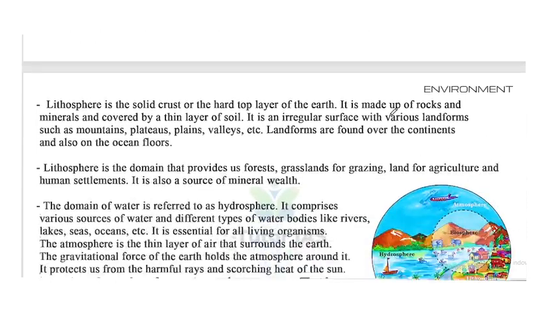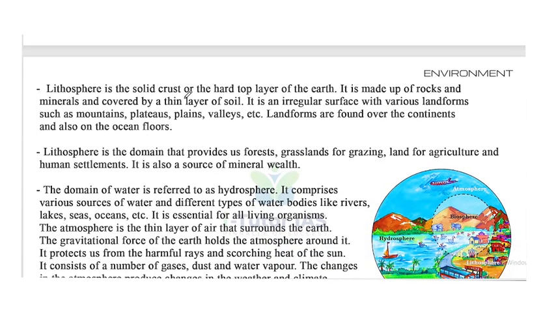Now, what is lithosphere? Lithosphere is the solid crust or the top hard layer of Earth. It is made up mainly of rocks and minerals, and is covered by a thin layer of soil. It is an irregular surface with various landforms such as mountains, plateaus, plains, valleys, etc.